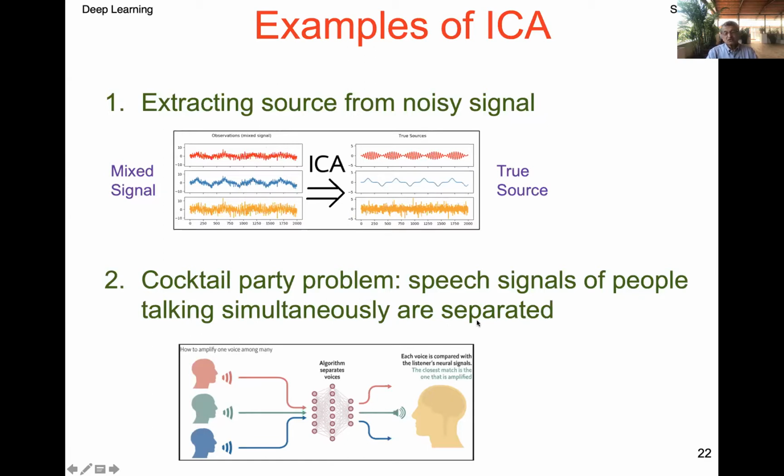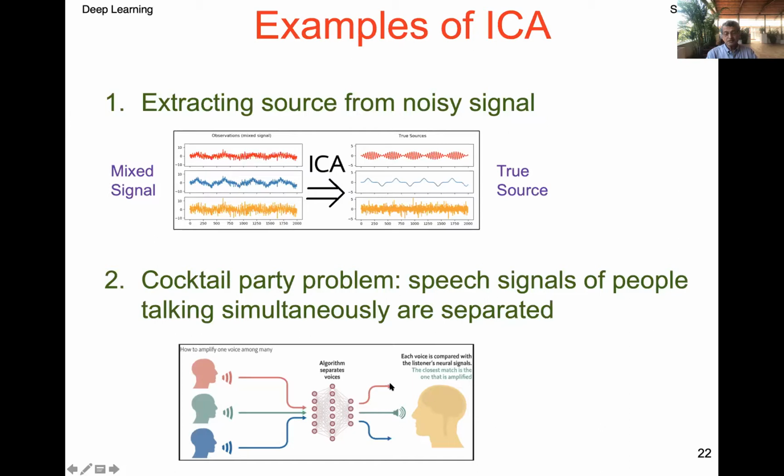So the other one is a cocktail party problem. Speech signals of people talking simultaneously are separated. We have three people talking simultaneously. The algorithm separates the voice. There's a deep neural network here. And there are three signals coming out here.